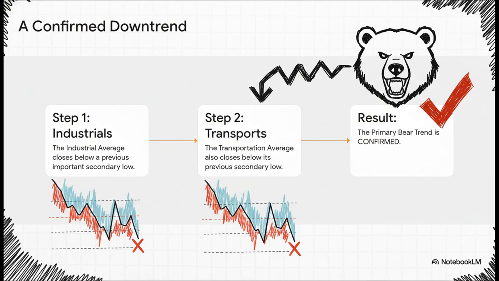And the logic is exactly the same for a downtrend, just flipped upside down. The industrials must close below a significant previous low, a support level. And then, the transports have to follow along and break their own corresponding support. Only when both have broken down is the primary bear trend confirmed.